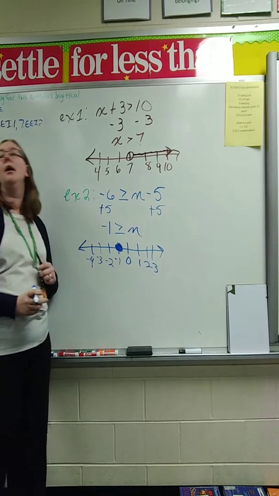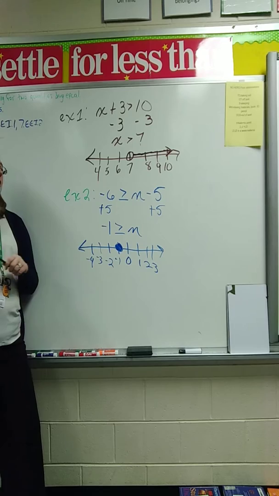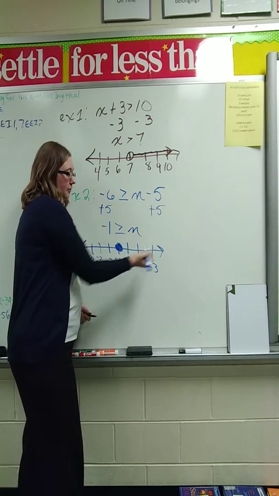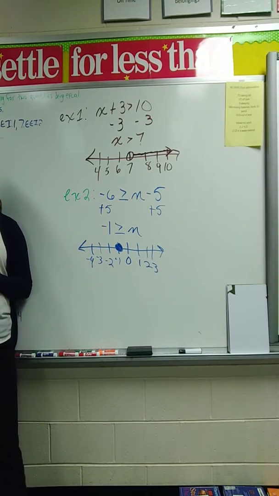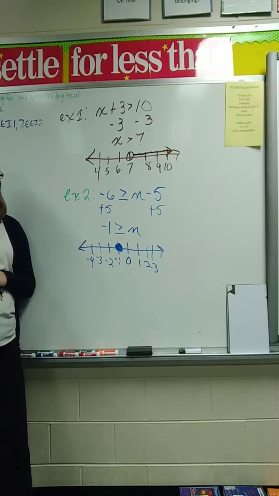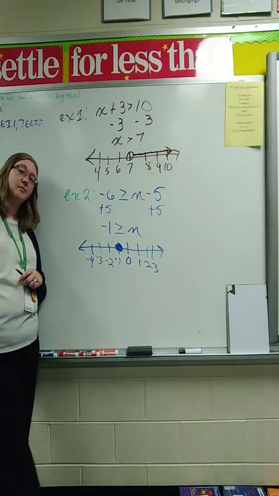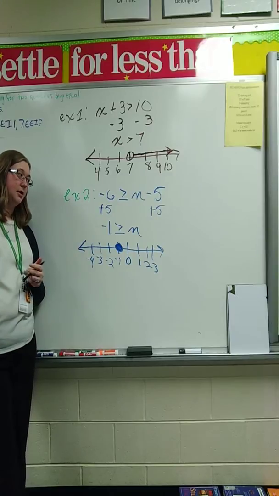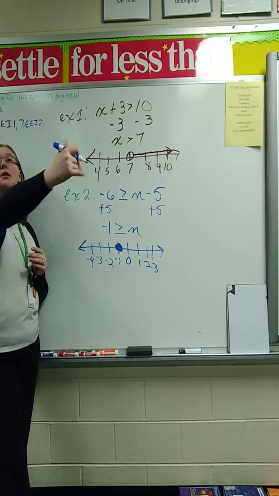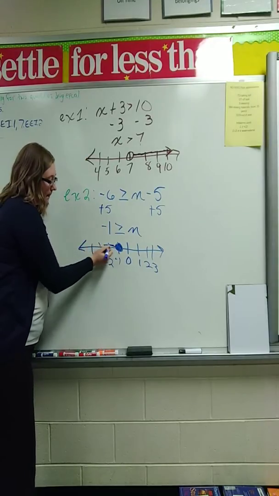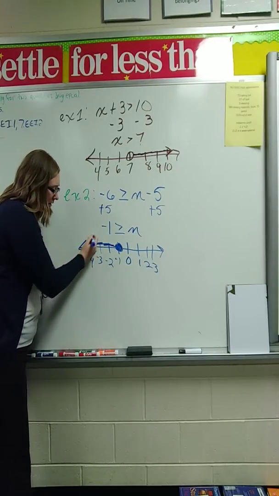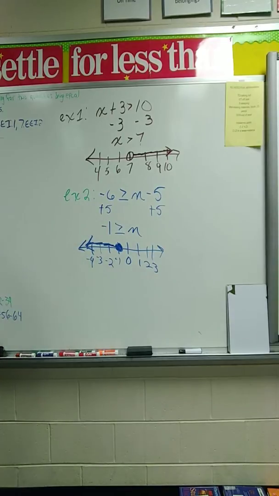Now, my arrow. Is my arrow going to go in the positive or in the negative direction? Negative. Why? Because -1 is greater than n. Right, so because -1 is bigger, then n has to be anything smaller, which says we go in the negative direction. Okay? Do we have any questions?